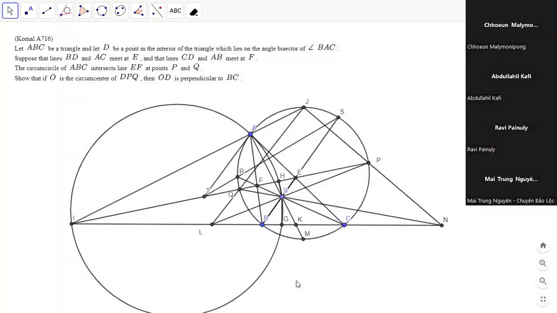Now we can calculate TR over TS is equal to AR over AS squared. Now I want to prove DT is parallel to BC is equivalent to DT being the tangent line at the point of the circle RGS.